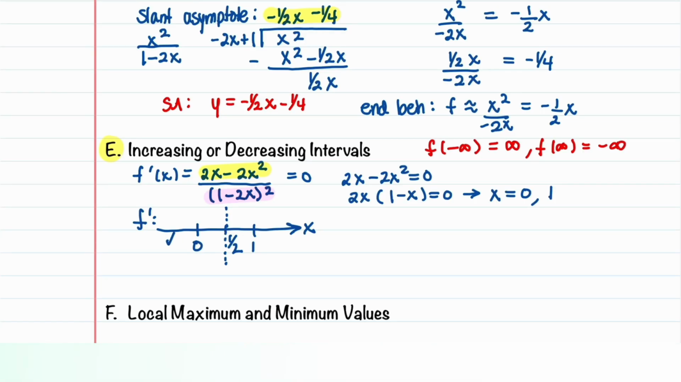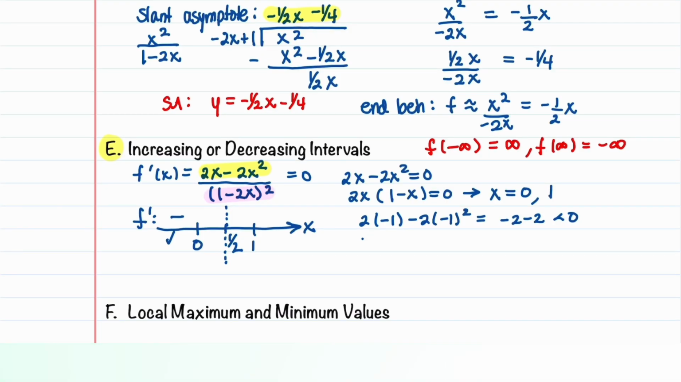Now let's pick a point to the left of 0 and see what our f prime function is equal to. So that is 2 times minus 1 minus 2 times minus 1 squared. So this is minus 2 minus 2. That is negative. So we'll put a negative right here. Now we have to pick a point between 0 and 1/2. So let's pick 1/4. So 2 times 1/4 minus 2 times 1/4 squared. That is going to be positive. So we'll put a positive here.